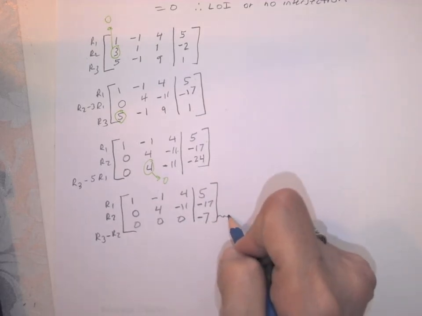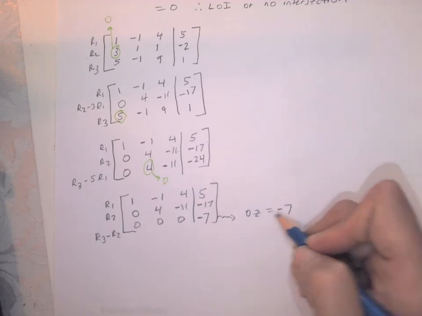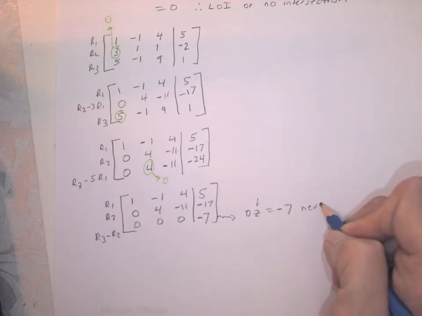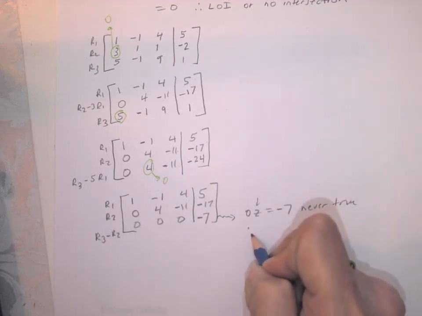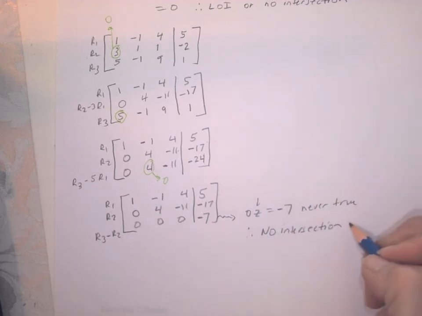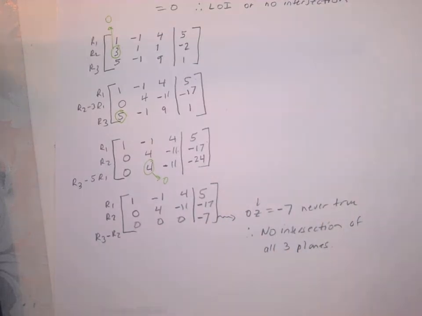So this says that 0 times z is equal to negative 7, which is never true. There's no number you can put in for z that would make this true because multiplying by 0 always gives you 0. And that's how you know there's no intersection, and it must be the triangle arrangement. So we don't have to do any back substituting or anything when the matrix tells us that there's no intersection like that. We just have to find our picture here because it does ask for the geometric arrangement of the planes.